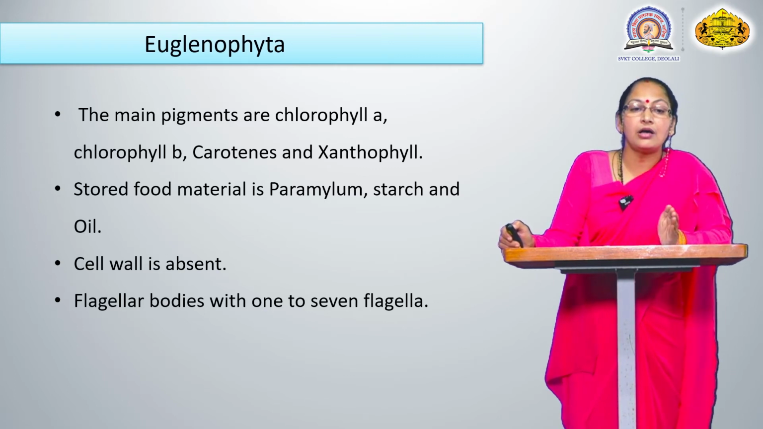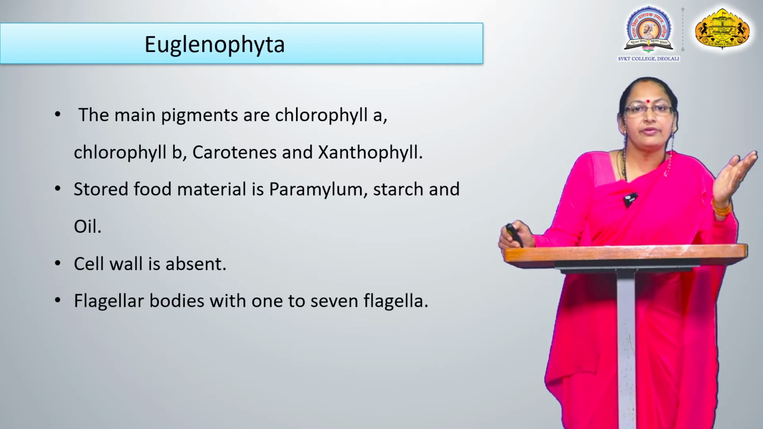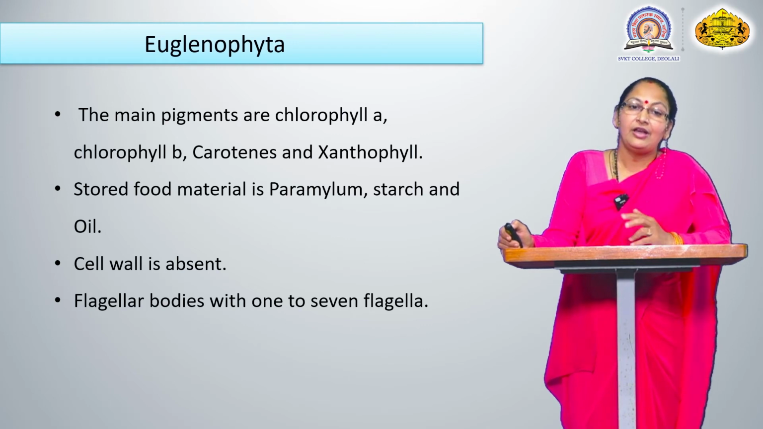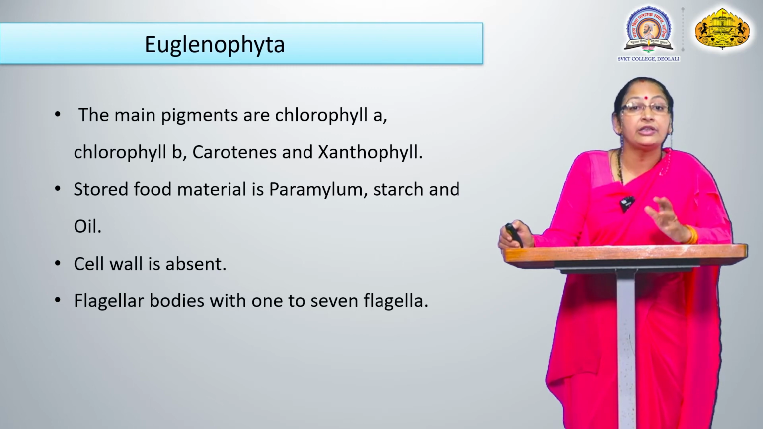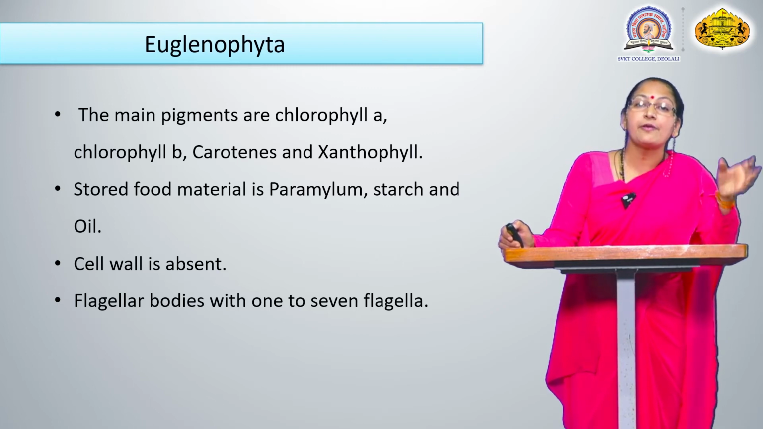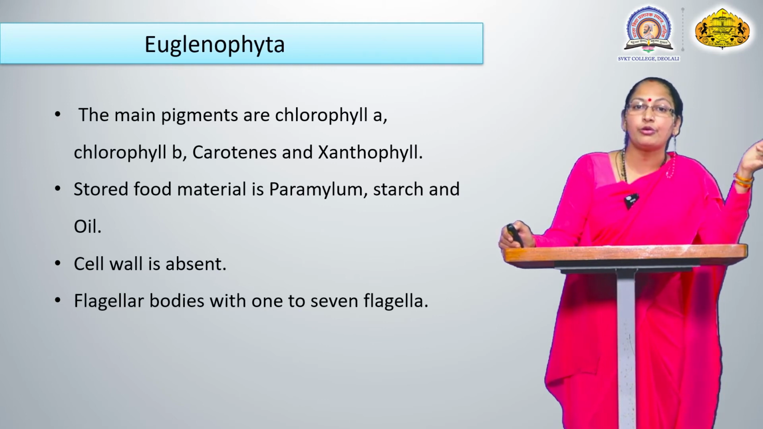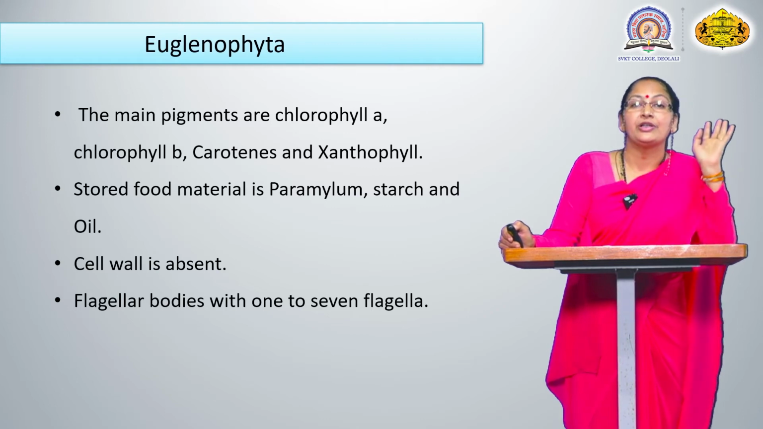Also the starch and the oil. See student, in Chlorophyta it is very different, Cyanophyta it is very different, and Euglenophyta also it is different. Also the pigments are different, the food material is also different, and the cell wall is very different in Euglenophyta. It is totally absent in Euglenophyta, but in Chlorophyta and Cyanophyta it is present.